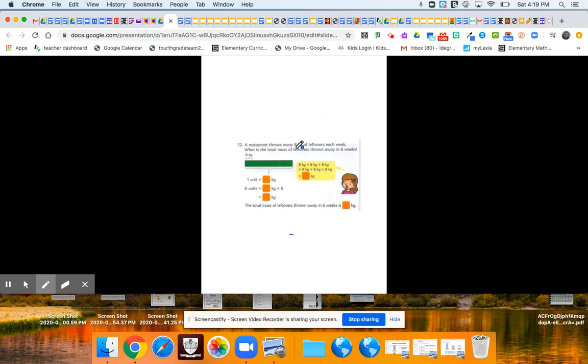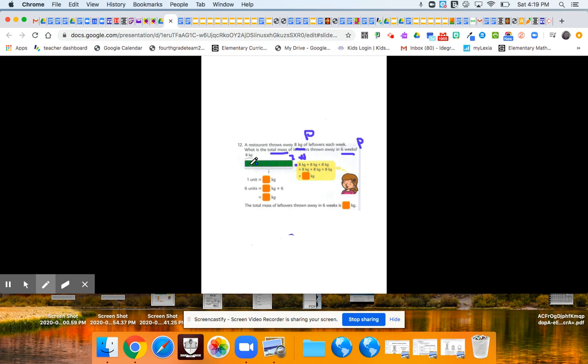A restaurant throws away 8 kilograms of leftovers each week. This is my part. What is the total mass of leftovers thrown away in 6 weeks? 6 weeks is my other part. So it looks like we're looking for a whole, so we need to get a greater number.